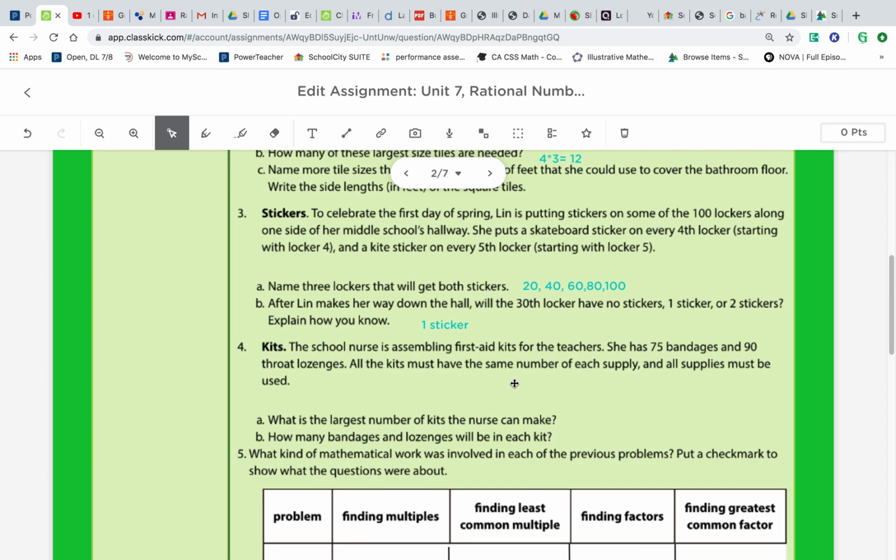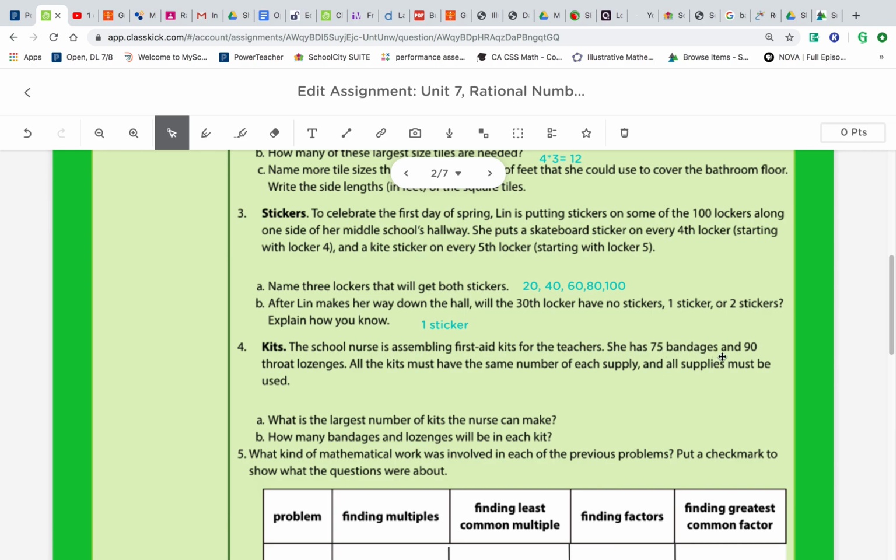For number 4, the school nurse is assembling first aid kits for the teachers. She has 75 bandages and 90 throat lozenges. All the kits must have the same number of each supply, and all supplies must be used, so nothing left over. What is the largest number of kits the nurse can make? Well, hopefully now you can see we are looking for the greatest common factor. If it's the largest number of kits, it's the greatest common factor of 75 and 90 that we want.